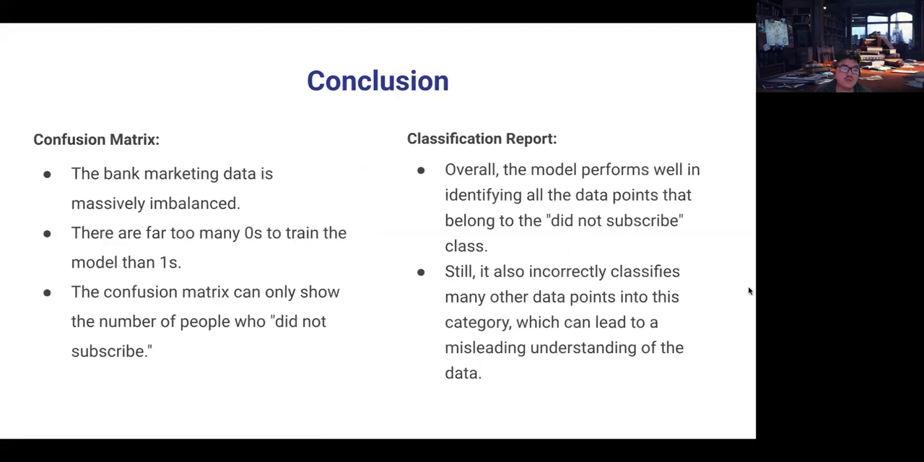The conclusion, and there are two of them. So for the confusion matrix, I found that the bank marketing data is massively imbalanced. There are far too many zeros to train the model than ones, because most of the values in our training data sets are zero. The model is poor at predicting a yes. That's why there is nothing on the right side of the confusion matrix. The confusion matrix can only show the number of people who did not subscribe. It cannot provide information about those who did.